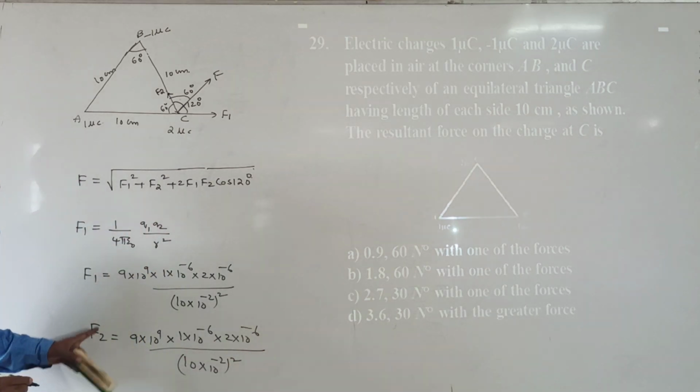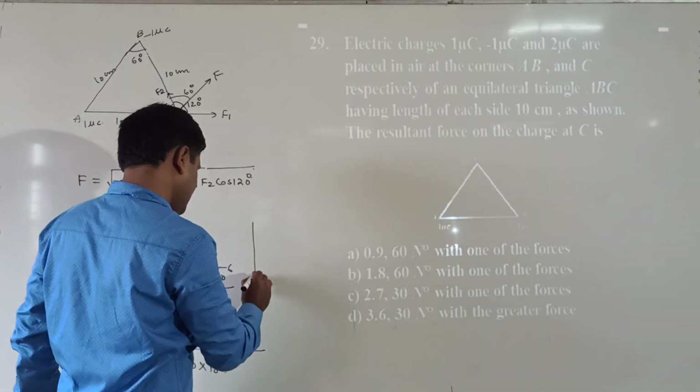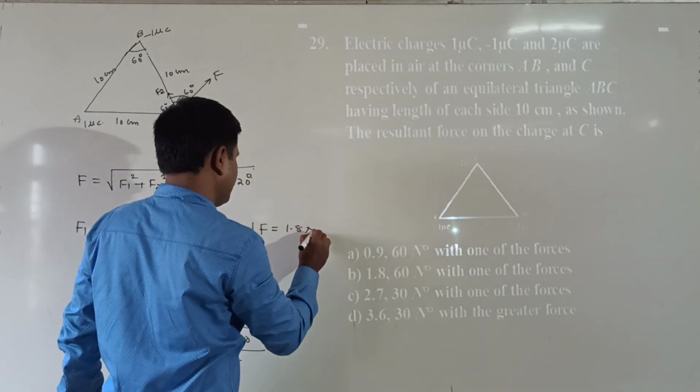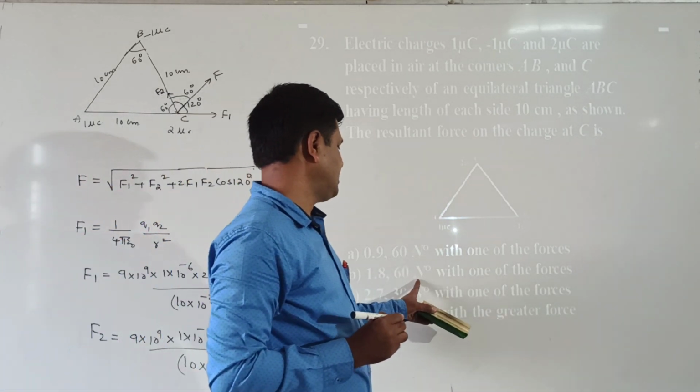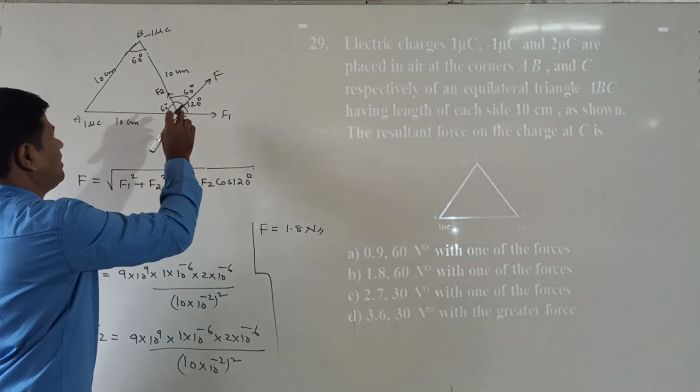Here we calculate the F1 and F2 values and substitute in this equation. The final value we are getting is F equal to 1.8 newtons. That is 1.8 newtons. This is at 60 degrees with one of the forces. This is the reason here.